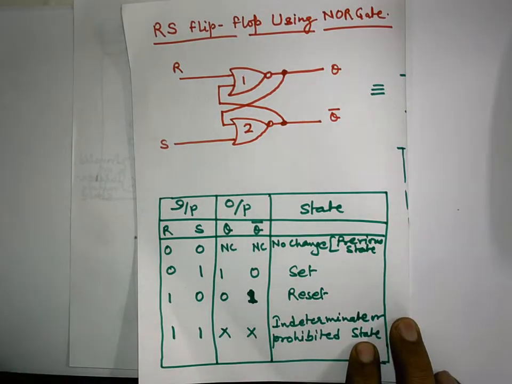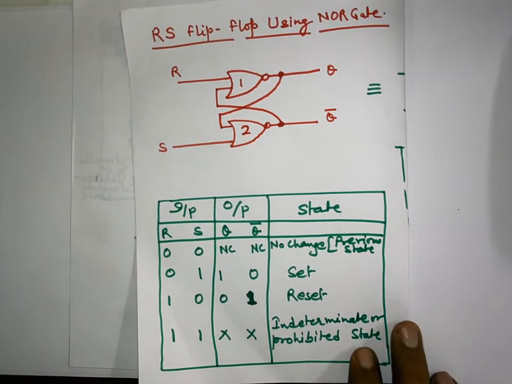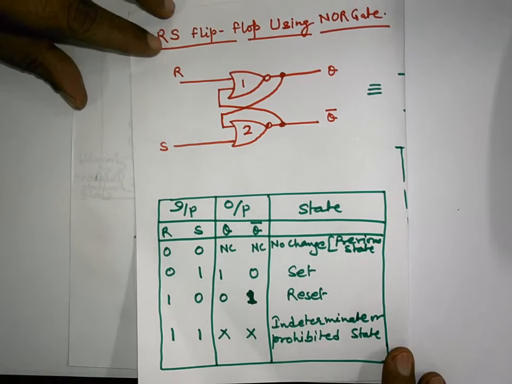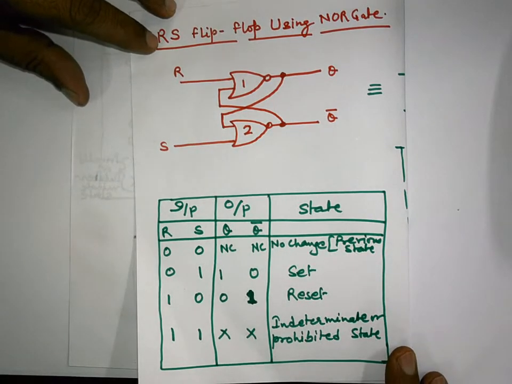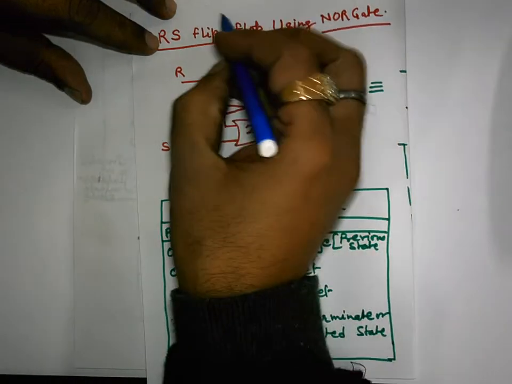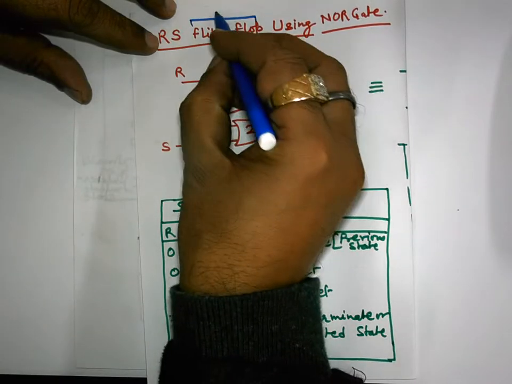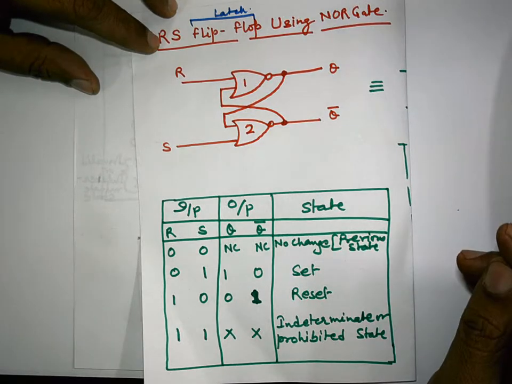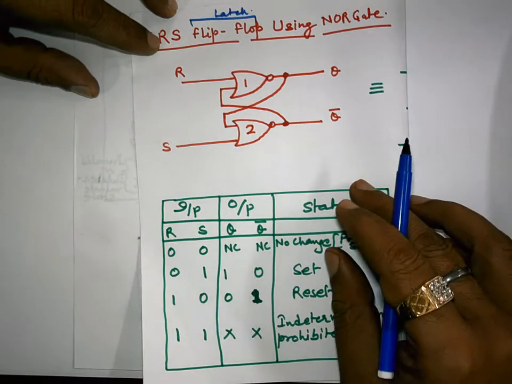In the last lecture we have seen the construction of SR flip-flop or RS flip-flop using NOR gate, and this can also be constructed using NAND gate. And if you look at the input output behavior of this flip-flop, it is better to say it at this stage not a flip-flop but a latch.